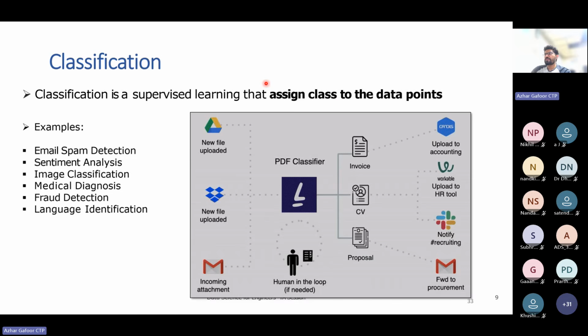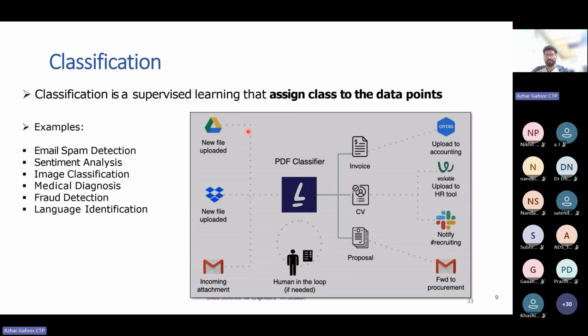Okay. So that is about regression. Now we'll move to the classification problems. Classification, as we have already said, is also a supervised learning that assigns a class to the data points. One example is email spam detection, sentiment analysis, image classification, medical diagnosis, fraud detection, and language identification. So we have our model.